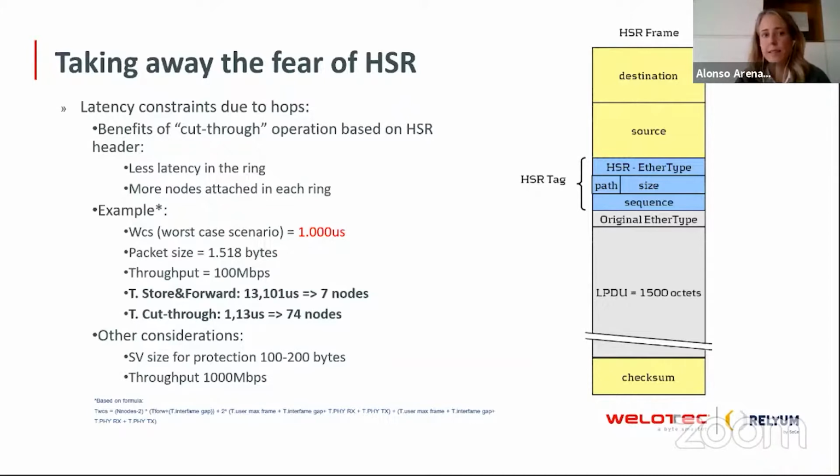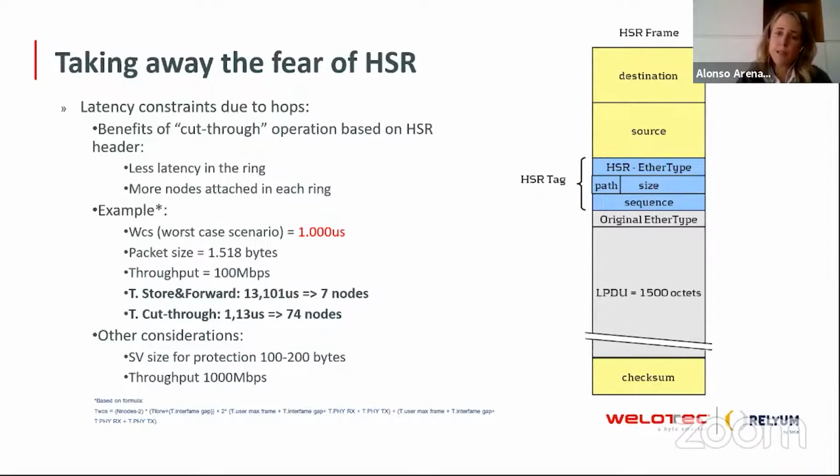So starting with latency, compared to a PRP network with a central switch, in an HSR ring the packet has to go through many elements, so it has to go through many hops. In order to avoid a big latency due to those hops, the standard defines the cut-through mechanism. To understand the cut-through mechanism, let's see the structure of the HSR frame.